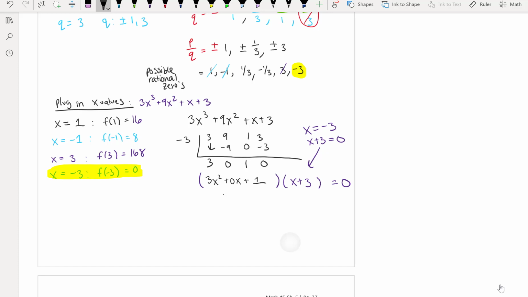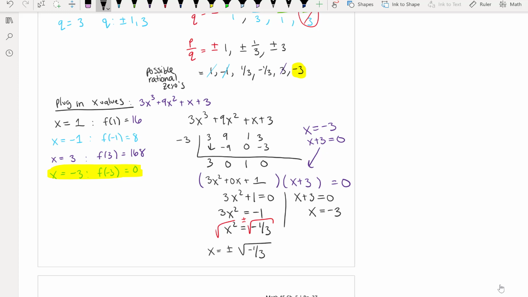There we go. So I should have had 3x squared plus 1 is equal to 0. And I also have my x plus 3 is equal to 0. So x is equal to a negative 3. So for my other one, I have 3x squared is equal to a negative 1. So x squared is equal to a negative 1/3. To get rid of the square, I'm going to square root it, but don't forget the plus or minus. So I get that x is equal to plus or minus the square root of a negative 1/3.